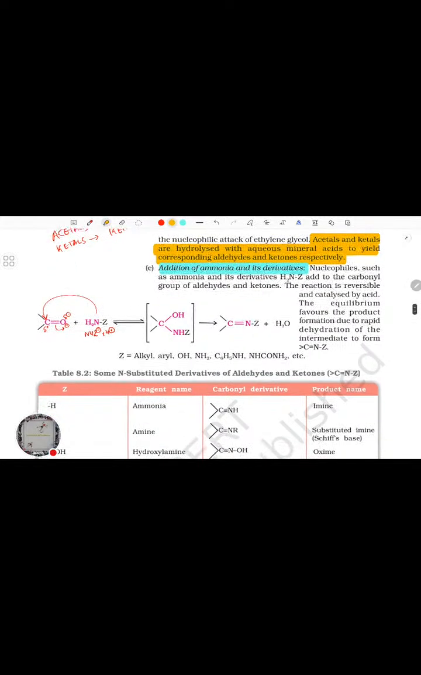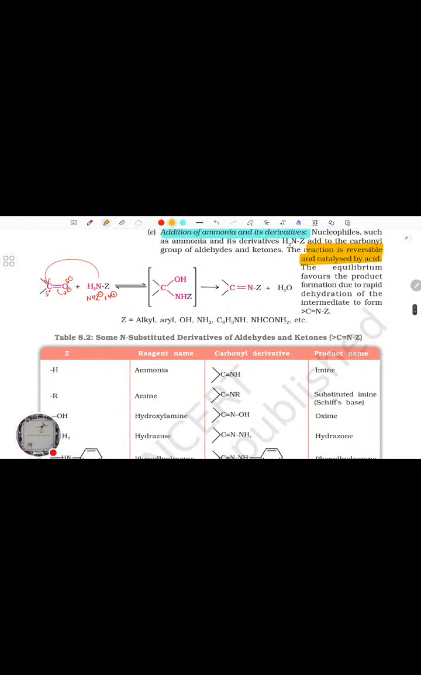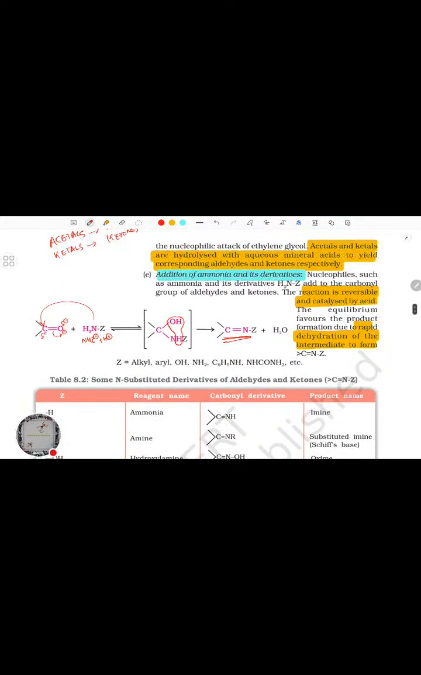The reaction is reversible and catalyzed by acid. So it's a reversible reaction catalyzed by acid, and the product formation is due to the rapid dehydration of the intermediate. There's a rapid dehydration occurring, which means that the OH bond is broken, and then I'm finally obtaining the C double bond N, and that's the addition of ammonia and its derivatives.